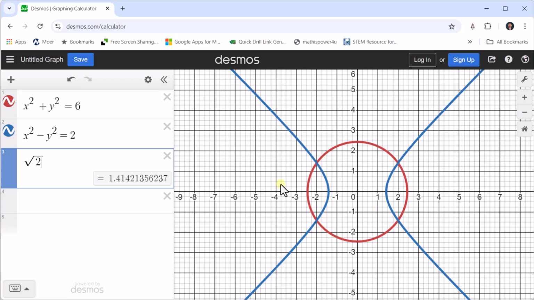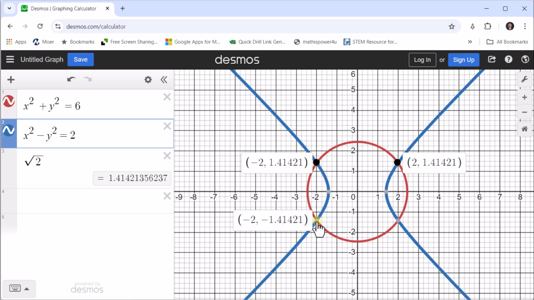Using Desmos, if we click on the points of intersection, the intersection points appear. However, notice Desmos is giving us decimal approximations for square root 2 and negative square root 2. But on the left, I did enter the square root of 2 just to verify the decimal approximations do represent square root 2 and negative square root 2. The graph verifies our solutions are correct.